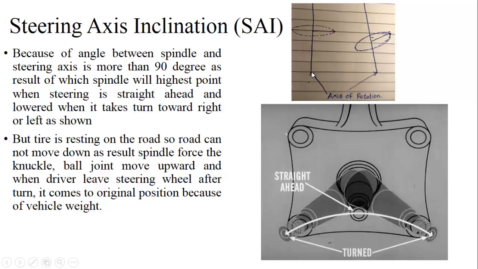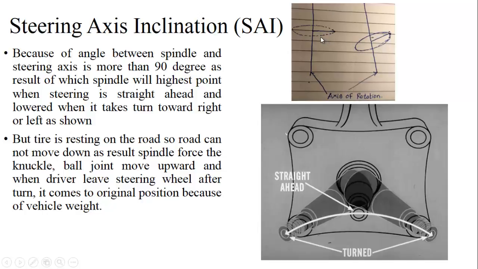Now consider the axis of rotation. This vertical line is the axis of rotation, and the particle rotating about this axis of rotation is tracing this path. Now whenever you tilt the axis of rotation like this, the particle is going to rotate about this axis like this. This is the path in which the particle rotates.